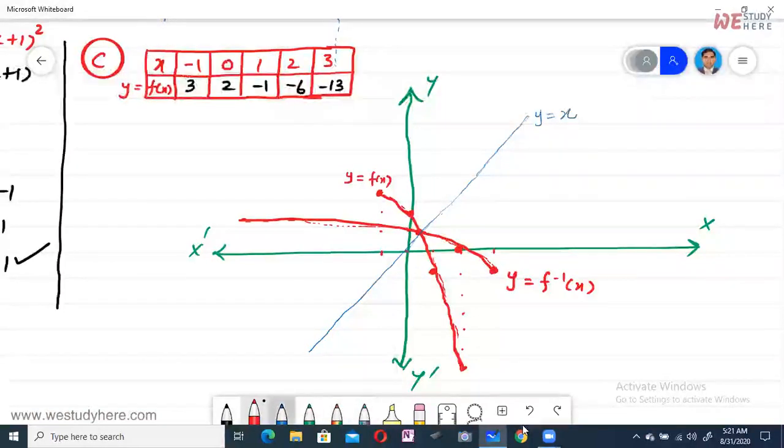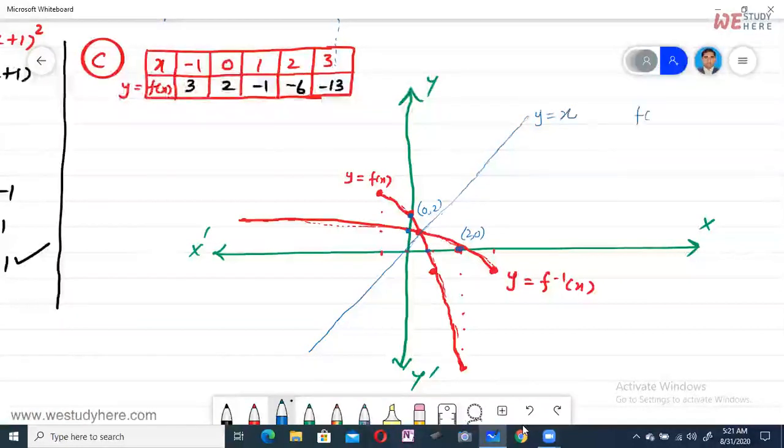Here, the different coordinates where y is equal to f of x and y equal to f inverse of x meet the axes, we can write: this is (0, 2), this point. This point is x is 2 and y is 0. Then this point and this point are there. Here we need to find one coordinate.